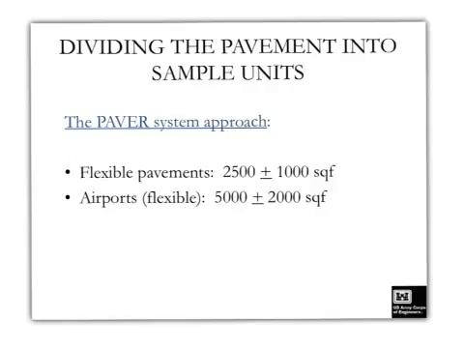When it comes to the sampling units that need to be measured by the PAVER system approach, for flexible pavements, the section has to be about 2,500 square feet plus or minus 1,000, and when it comes to airports, it has to be a bit higher, which is around 5,000 square feet plus or minus 2,000.